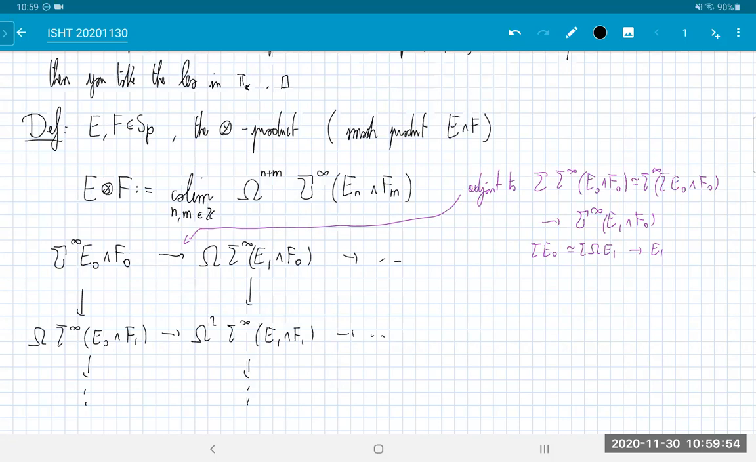You can think of these as pairs of points (x, y), and think of this colimit as sort of imposing the relations that make the tensor product interact well with the spectral structure.